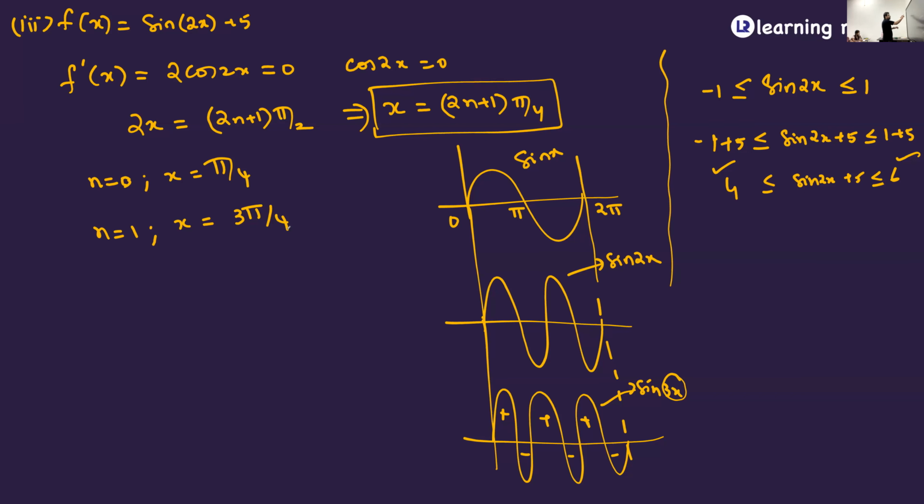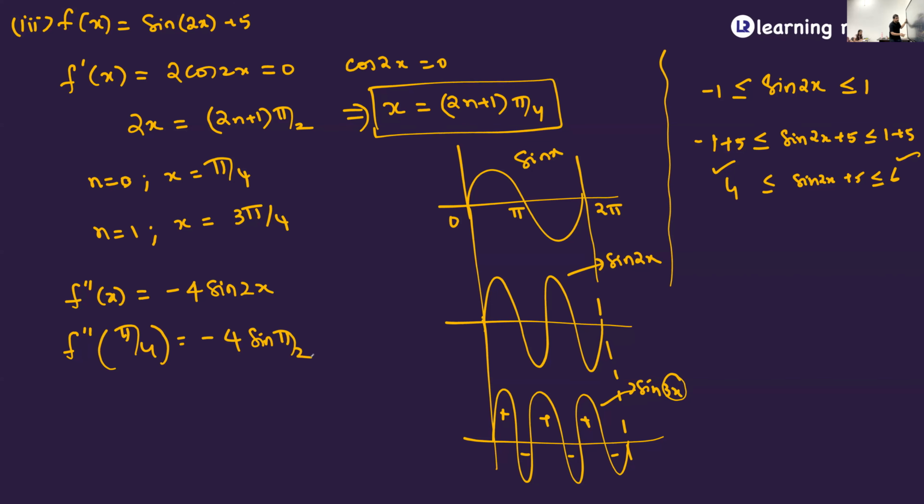Right. So if f dash of x is going to be 0 at x equal to these values, what is f double dash of x? Derivative of this: minus 4 sine 2x. So f double dash of pi by 4 is how much? Minus 4 into sine of pi by 2, because 2 into pi by 4 is pi by 2. So the answer will be minus 4, which is less than 0. So at x is equal to pi by 4, you'll have the point of maximum.